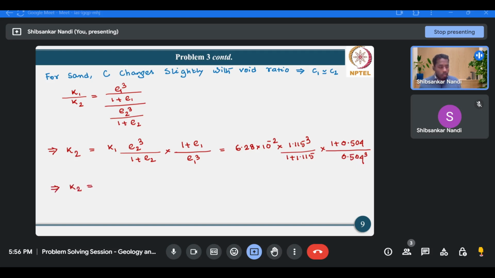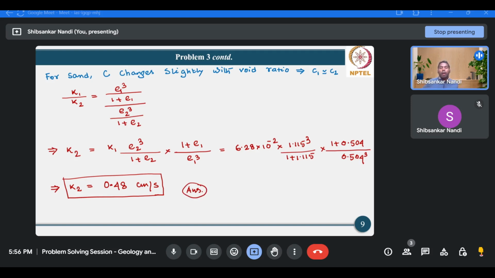Now if we calculate this expression, it's 0.48 approximately centimeter per second. So this is the answer. Okay.